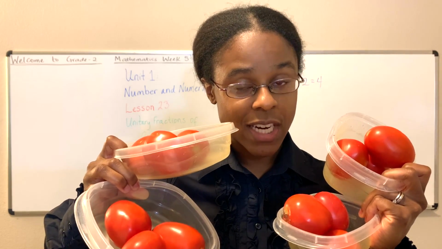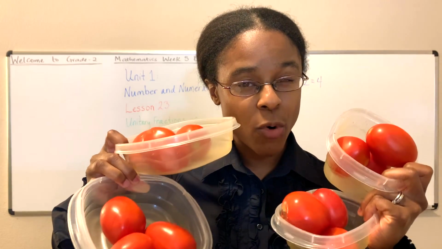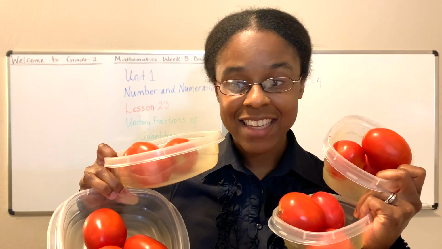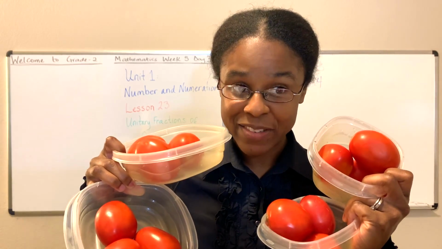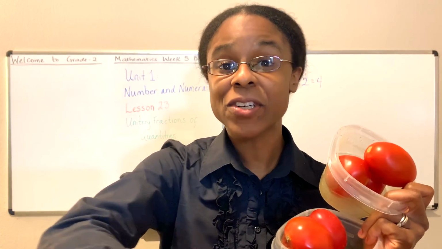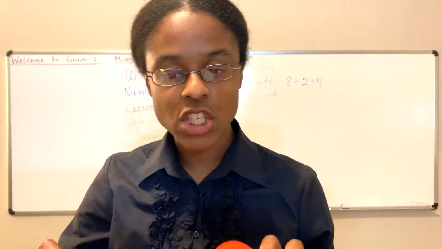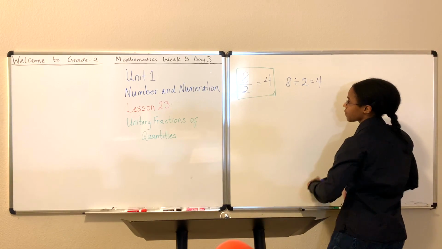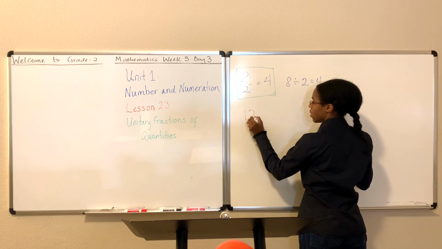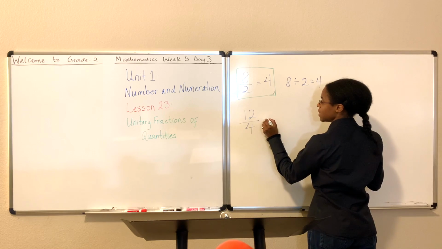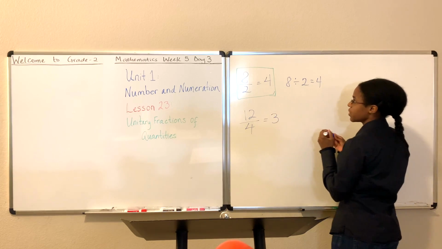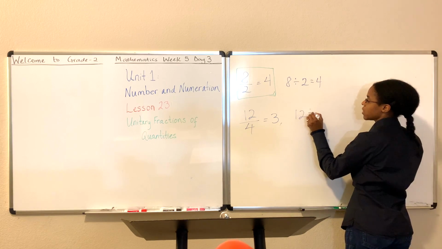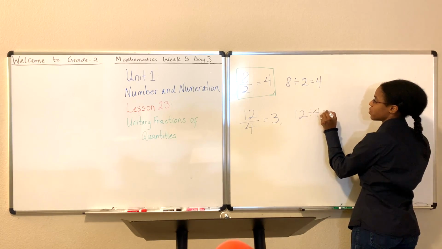Now, here's the question. I took 12 tomatoes and divided them between 4 bowls. How many tomatoes does each person get? If you said 3 by counting the number of tomatoes in the bowls, you're correct. So then, what is 12 divided by 4? 12 over 4 is 3. If you said 3, you're absolutely correct. Another way to write this, which we'll talk about later, is 12 divided by 4 is 3.